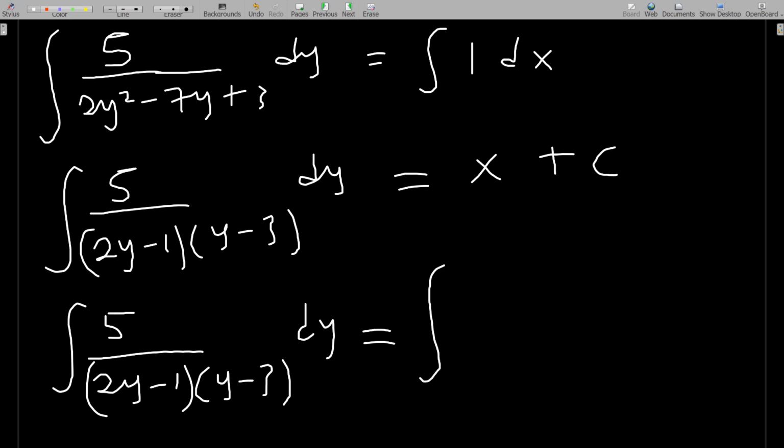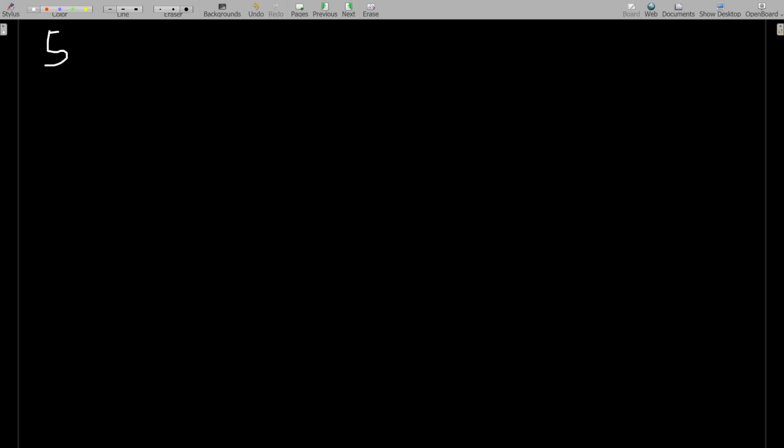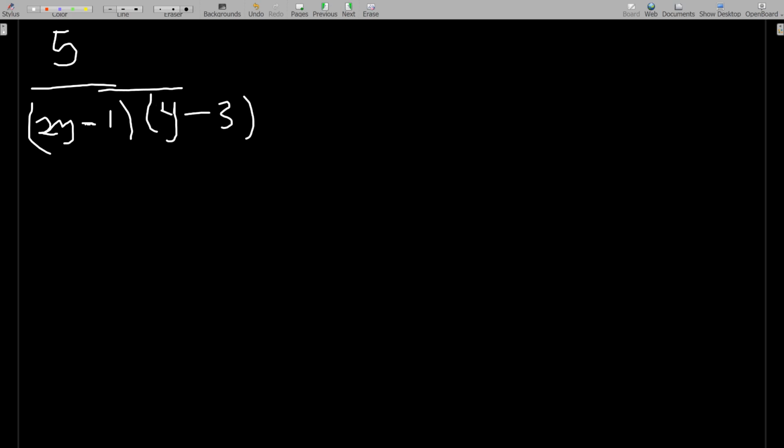Let me go through the partial fractions with you. I don't want to skip steps. So let's split this: 5 over (2y minus 1)(y minus 3). Let me write this well. In partial fractions, this should be equal to a over (2y minus 1) plus b over (y minus 3).